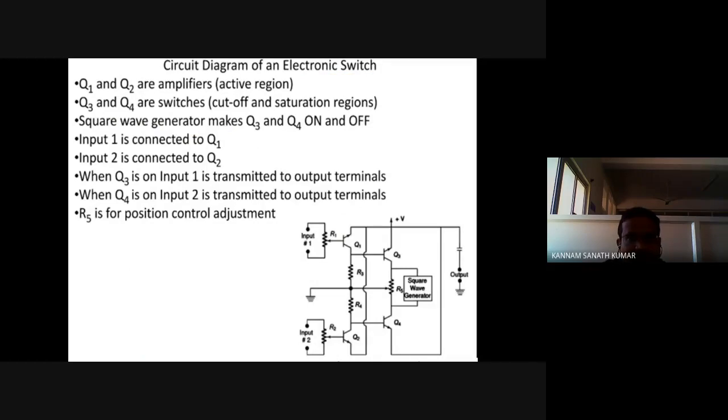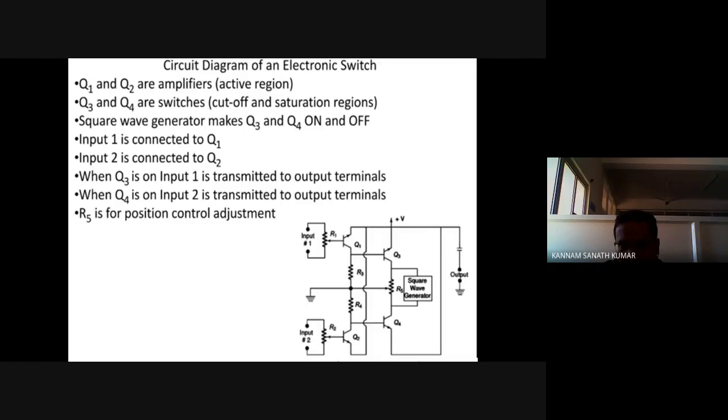So this is the circuit diagram. In this circuit diagram, we have 4 transistors: Q1, Q2, Q3, Q4. Q1 and Q2 are amplifiers, so these are always operating in the active region. Q3 and Q4 operate in the cutoff or saturation region, so these two operate as switches. The square wave generator turns Q3 and Q4 on and off, so the square wave is connected to Q3 and Q4.